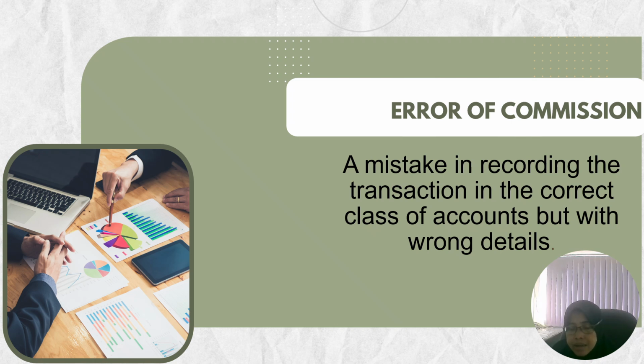The next error will be error of commission. Error of commission happens when a mistake in recording the transaction happens in the correct class of accounts but with the wrong details. It means the transaction is in the same class of transaction but the wrong accounts.